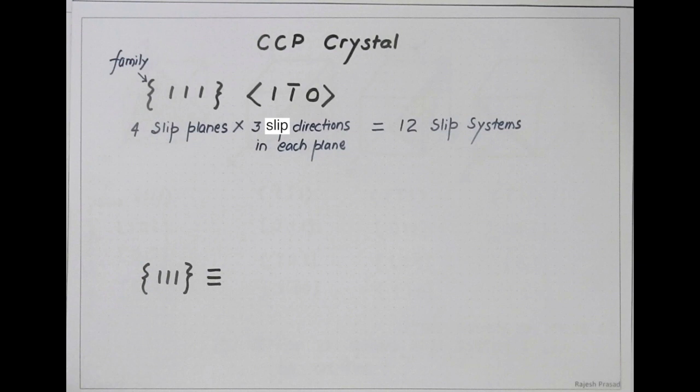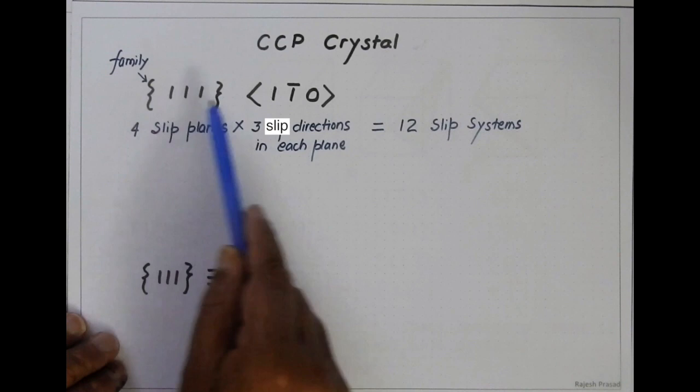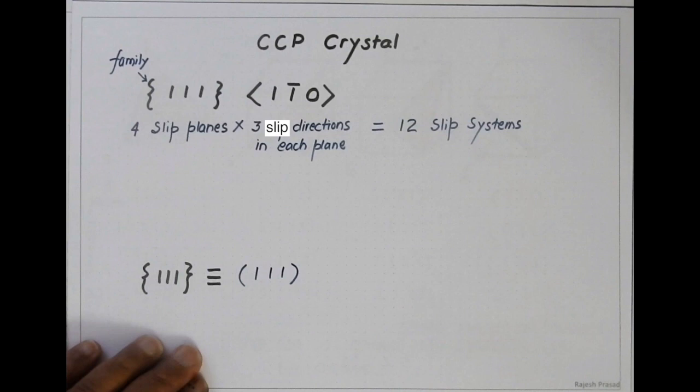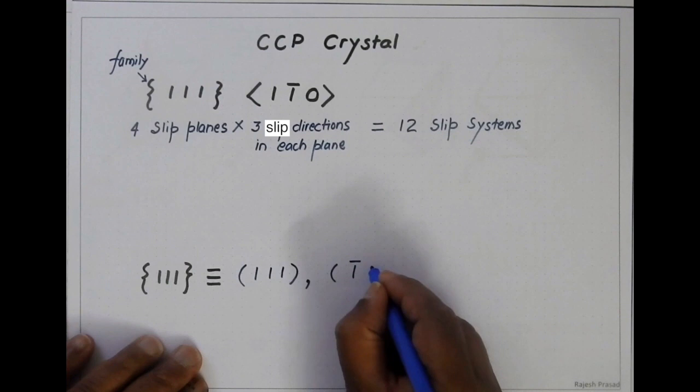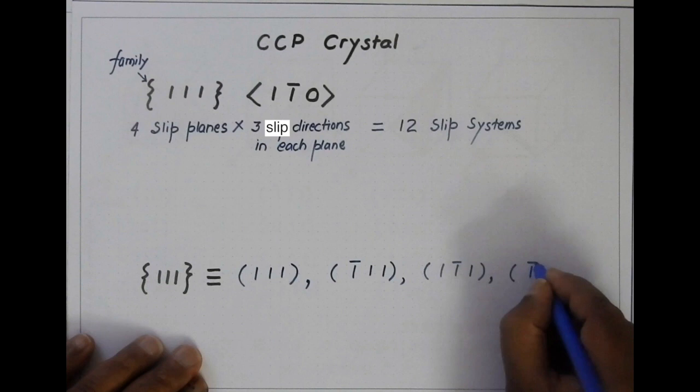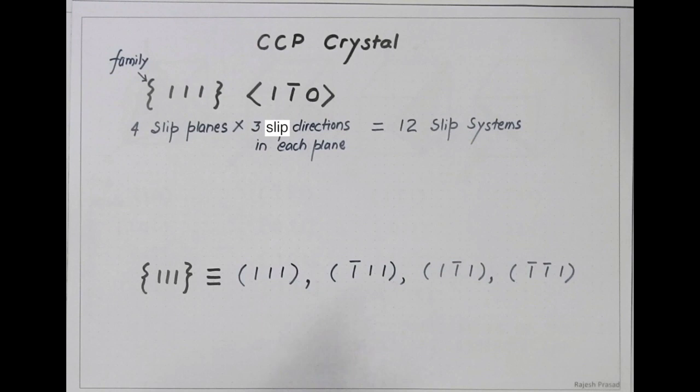When I say that {111} represents a family, let us write individual members of that family. So this family for the cubic close-packed crystal means the plane (111). Another one we can write as (-111). The third one as (1-11). And the fourth and final one, I can write as (11-1). These are 4 distinct orientations of close-packed planes which act as slip planes in the cubic close-packed crystal.